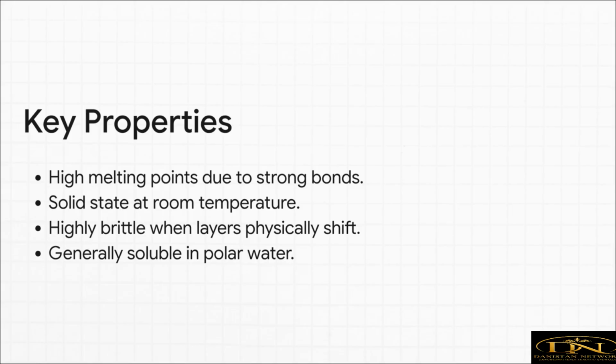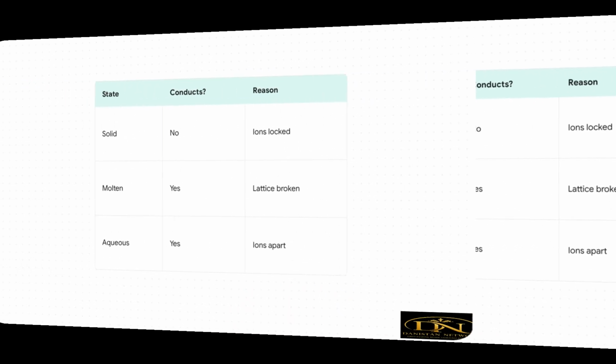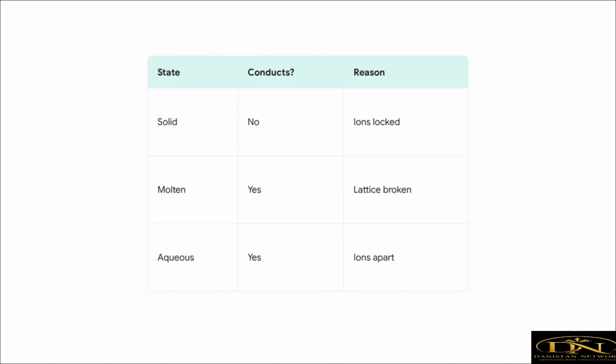All right, let's talk about electrical conductivity, because this is a massive, high-yield topic that examiners absolutely love to test. Here's the golden rule. To conduct electricity, a substance absolutely must have freely moving charged particles. In the solid state, ionic compounds simply cannot conduct. The ions are locked in a rigid lattice prison and cannot move. No movement, no conductivity.